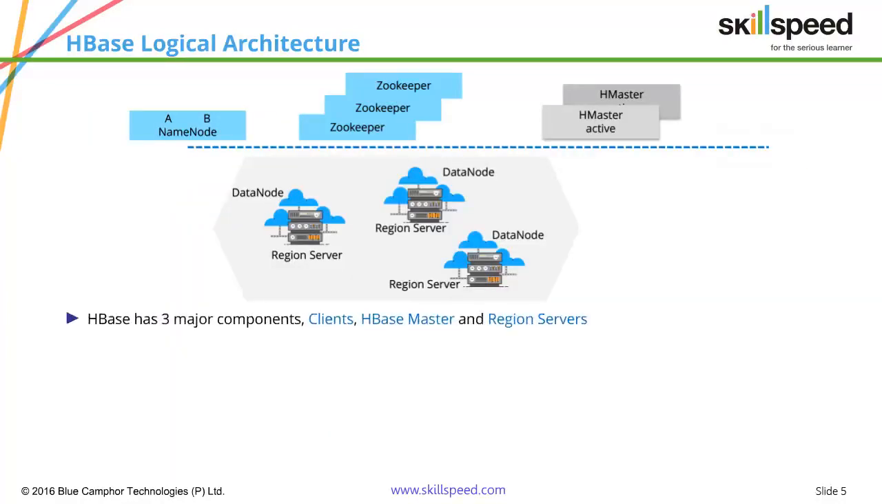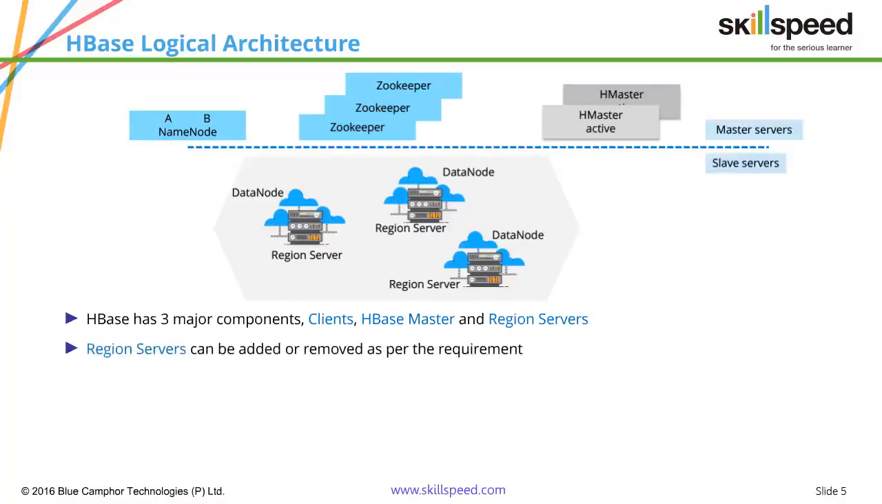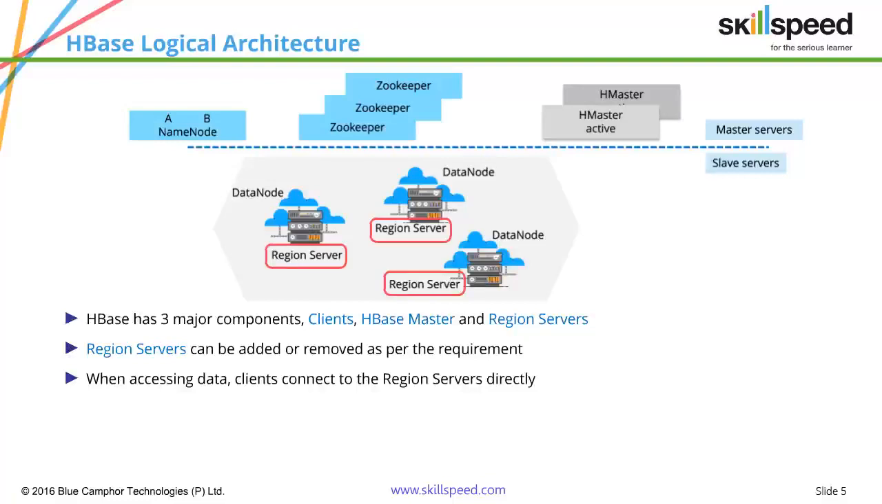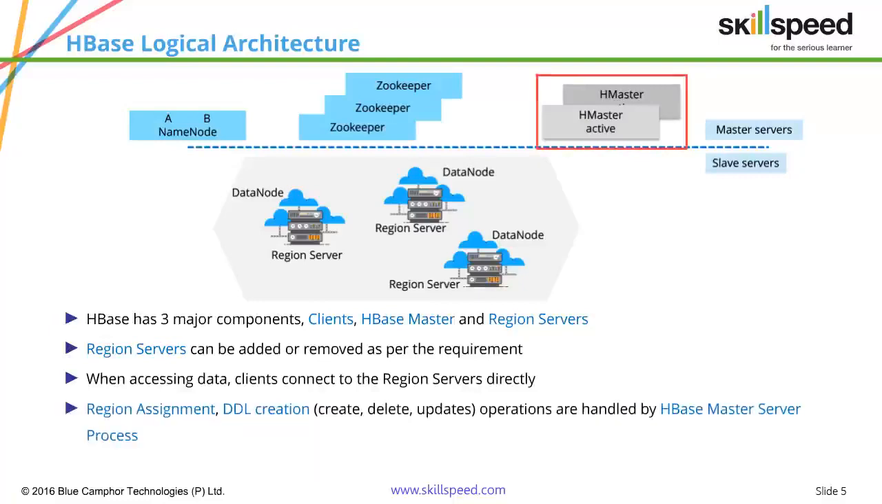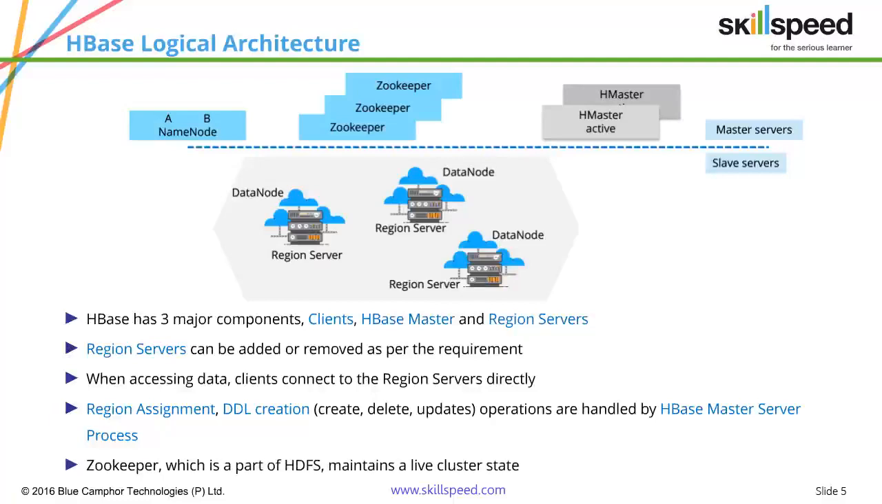In a physical deployment, HBase is composed of three types of servers in a master-slave type architecture. The region servers handle data for reads and writes. When accessing the data, clients communicate with region servers directly. The HMaster handles region assignments and operations such as create and delete tables, while Zookeeper, which is part of HDFS, maintains a live cluster state.